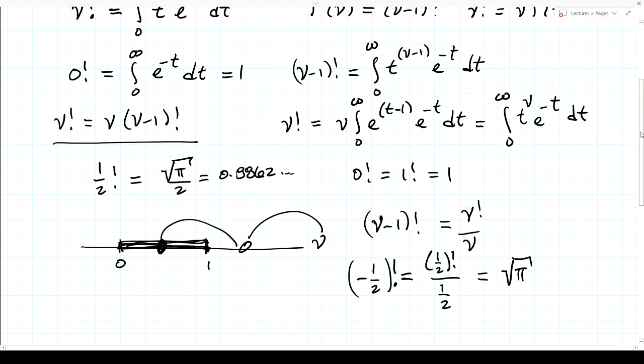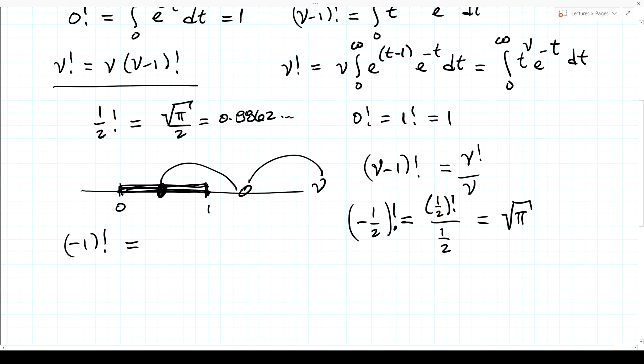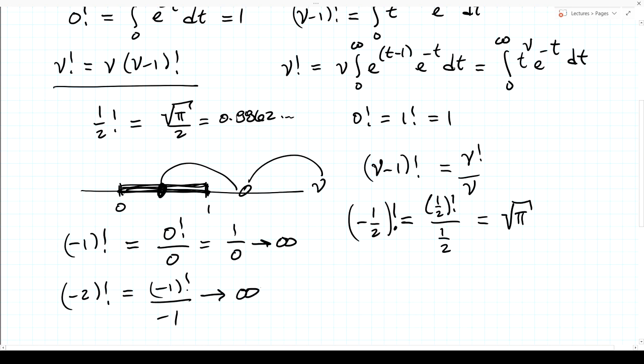Now, a very interesting thing happens if we look at, for example, what is minus 1 factorial using this recursion. So that would be nu is equal to 0, then 0 minus 1 would be minus 1 factorial. So that would be equal to 0 factorial, which is 1, over 0. 1 over 0, that would blow up. That would be infinite. And by extension, minus 2 factorial would be minus 1 factorial over minus 1. And minus 1 factorial also blows up, as we said. So minus 2 factorial must also blow up. And in fact, the factorials of all the negative integers must blow up, must have poles, there must be singularities at those values. And we'll actually make use of that to illuminate some of the properties of the Bessel functions. So this is the generalized factorial function, and we're going to make use of that in our analysis.